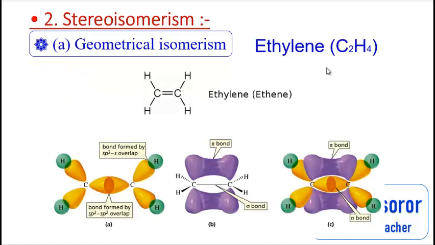As an example, ethylene, C2H4. This is the sigma bond formed by head-on overlap between sp2 orbitals, or overlap between an sp2 orbital and a hydrogen orbital. This is the pi bond, side-by-side overlap between two p orbitals. This shows the two bonds together.